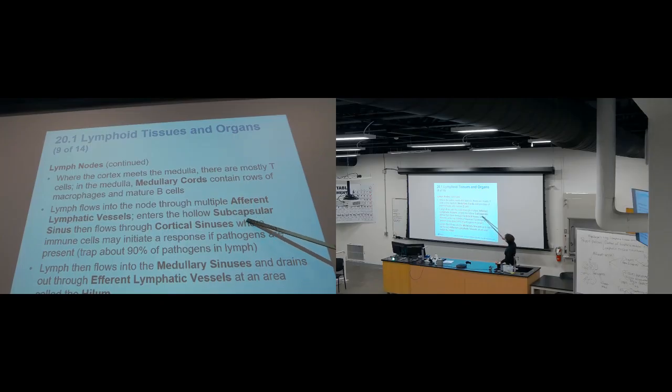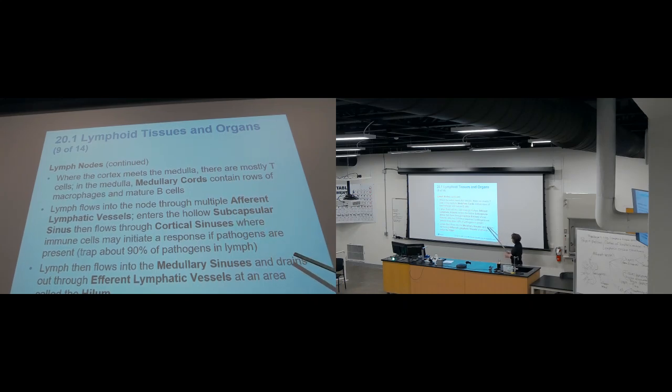So we have a space underneath this afferent lymphatic vessel that is called subcapsular sinus. Why are they called subcapsular sinus? Because it's underneath the capsule. Sub means below the capsule. And it's called a sinus because that's where you have a little space that helps to retain a little bit of the lymphatic fluid, and that's where you expose it to these T lymphocytes. And then from there, the lymph flows into the cortical sinuses to the side where you have more of these T lymphocytes. And that's where you trap 90% of the pathogens in this area.